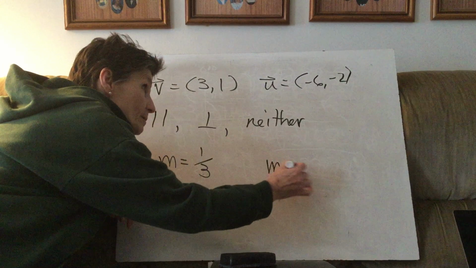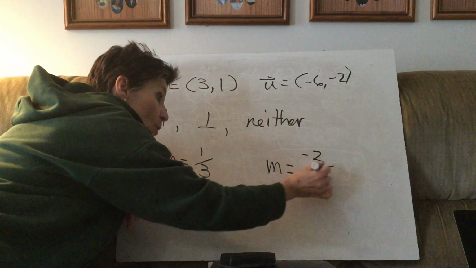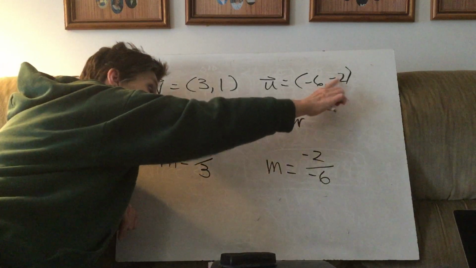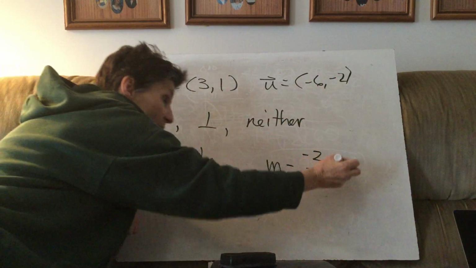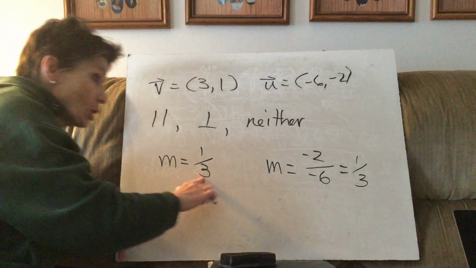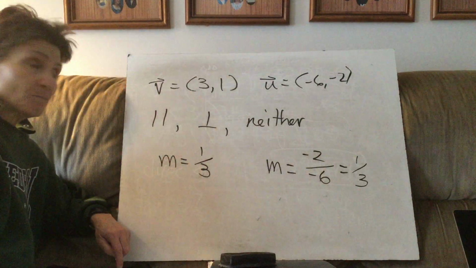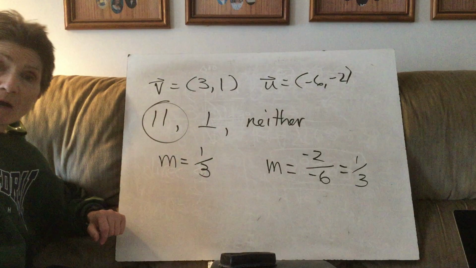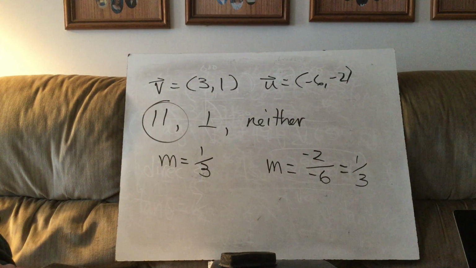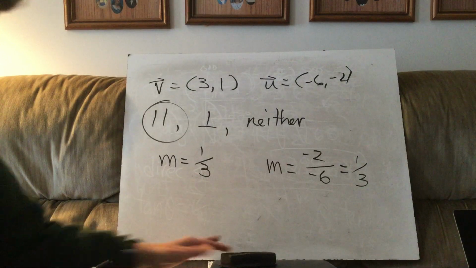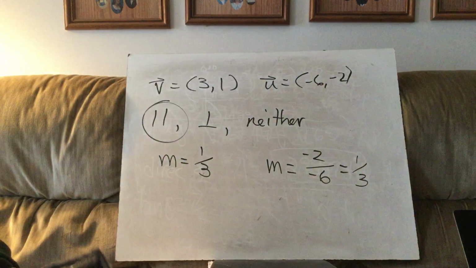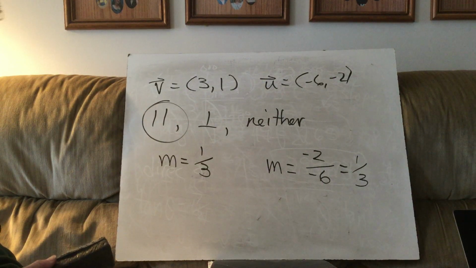This slope is -2 over -6, y over x. Slope is y over x. Well, that reduces to 1/3. The slopes are the same, which means these vectors are parallel. If the slopes are the same, your vectors are parallel, just like lines. Lines are parallel when they have the same slope.